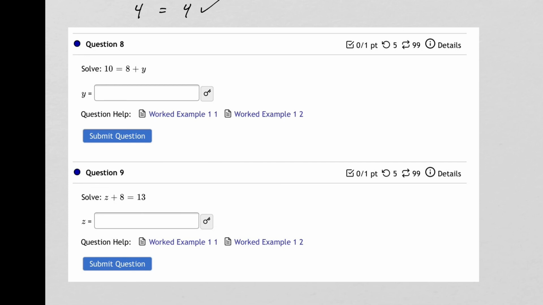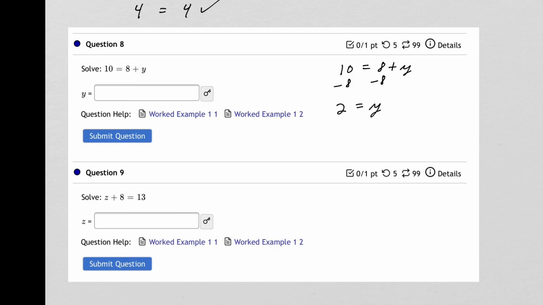Okay, and we'll just do a couple more here. So in this example, question 8, I have 10 equals 8 plus y. I want to solve it for y. Again, it doesn't matter that the variable is on the right-hand side. So what's being done on the right-hand side? 8 is being added to y. So to get rid of the 8, to undo that, I need to subtract 8. But whatever I do to one side, I have to do to the other side. So 10 minus 8 is 2. And that equals 0 plus y, which is y.